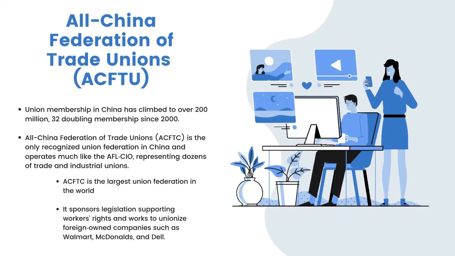China's rise as an industrial power has facilitated the population shift to larger cities as demand for factory workers has increased. Union membership in China has climbed to over 200 million, doubling membership since 2000. The All China Federation of Trade Unions is the only recognized union federation in China and operates much like the AFL-CIO, representing dozens of trade and industrial unions. ACFTU is the largest union federation in the world. It sponsors legislation supporting workers' rights and works to unionize foreign-owned companies such as Walmart, McDonald's, and Dell.